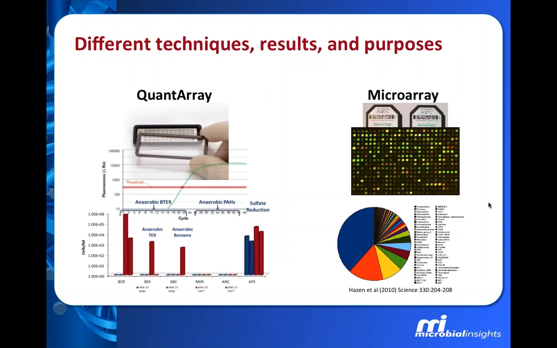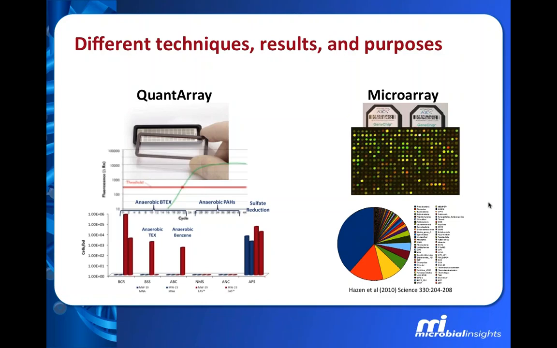So these are really different techniques, and I don't want that to be misconstrued. They're different techniques, they have different results, and there are different purposes and instances where they should be used. When we have known pathways and we have known microorganisms that we're interested in, qPCR or quantarray is a way that we can quantitatively understand how many of those organisms are present or how many of those functional genes, to get that genetic potential for what can happen in our sample.